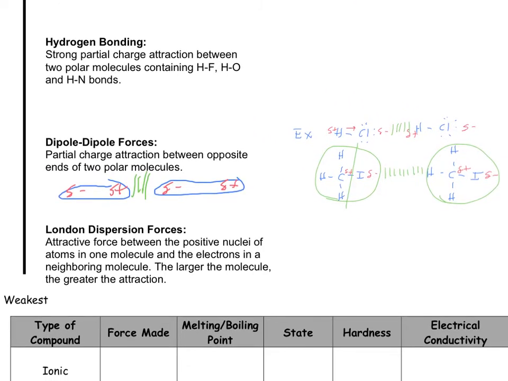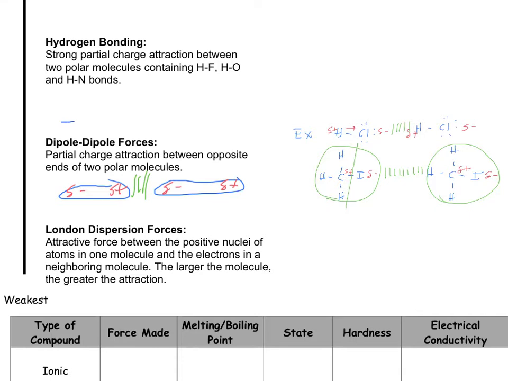Hydrogen bonding is a stronger force than a dipole-dipole. It's actually a special type of dipole-dipole with molecules containing specific elements. A hydrogen bond is a strong partial charge attraction between two polar molecules containing HF, HO, or HN bonds. It's important to remember that the H needs to be directly attached to an F, O, or N in order for hydrogen bonding to occur. It's also important to remember that both compounds need to be polar in order to hydrogen bond.